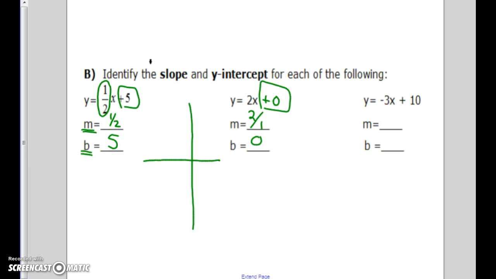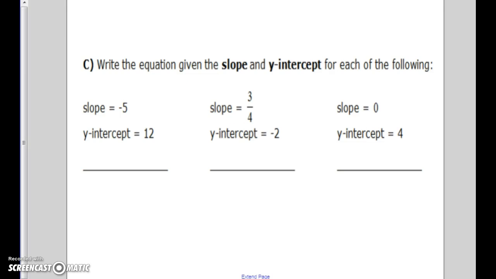If I were looking at a graph and it crossed right here, what would that point right there be called? 0, 0, which is called the origin. Very good. That would be the origin. Okay, and then for the last one over there, what did you put for your slope? Negative 3 over 1. And then my b would be 10. Great job.